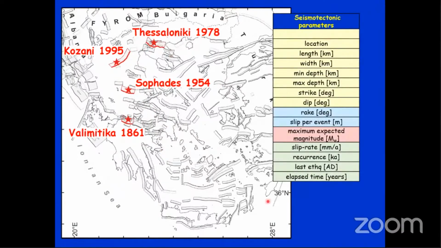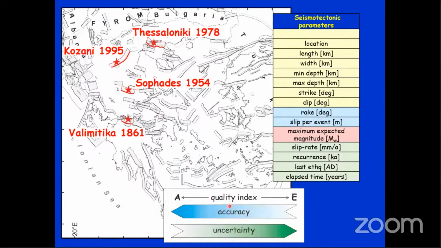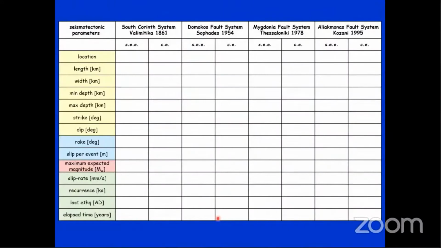To estimate their degree of uncertainty, we consider a quality index, and thus populate the database according to single event effects and cumulative effects for the different case studies. Obviously, today there is no time to describe and discuss in detail the specific values attributed to each specific seismotectonic parameter for each specific source, nor to estimate each quality index for each single parameter. There's no time, of course.